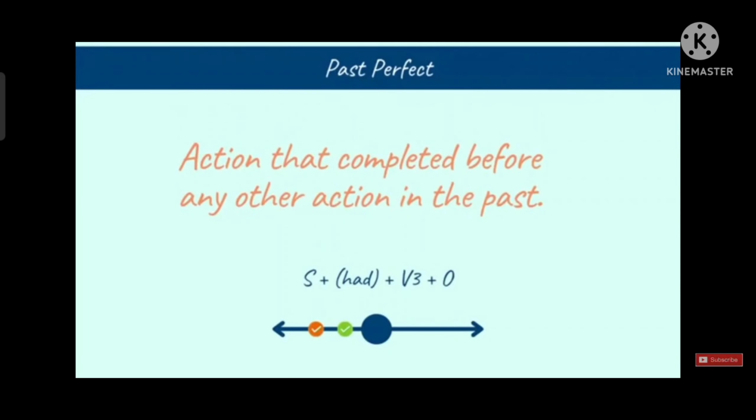That's all. Let's quickly revise the past perfect tense. If the action is completed before any other action in the past, then it is called past perfect tense. The structure of it is subject plus had plus verb's third form plus object. The position of this tense in the timeline is such that one event is completed when the other event started.